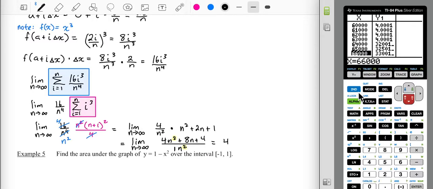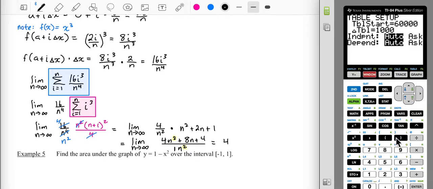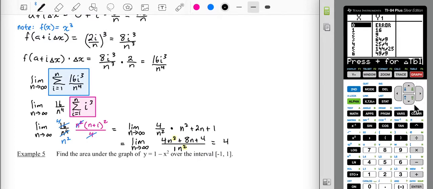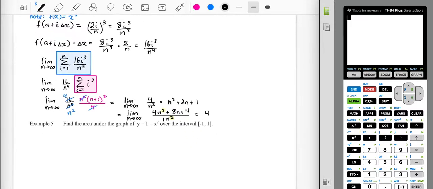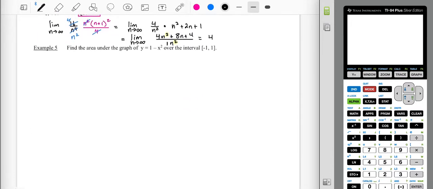Though one caution is that you probably want to put this back the way it was. So second window, 0, 1, put it back to the way it was before you finish the problem and move on to the next one, so that you don't confuse yourself later on. All right. So that's that example. Now, number 5 is kind of an interesting one.